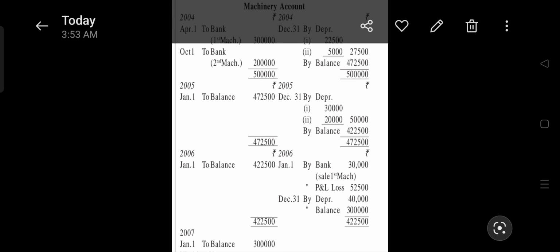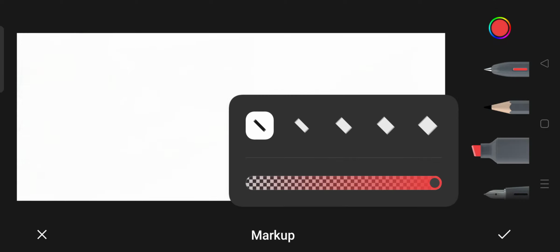Here in this account you can see the value of the depreciation for machinery 1 is written as 22,500. Now, charging the depreciation for machinery 2, we are purchasing it on 1st of October. Here, machinery 2 was purchased on 1st of October 2004 and the value for that is rupees 2 lakhs.